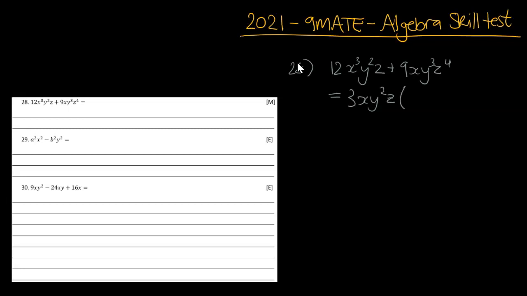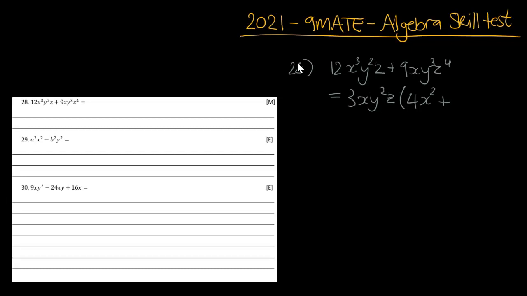What's left over? Well, the 4 is left over from the 3 times 4. X squared is left over because there are 3 x's and I only took out 1 of the x's. We've got y squared, so there's none of those left over, and z, none of those left over either. That's the first part. I'm now going to do plus.